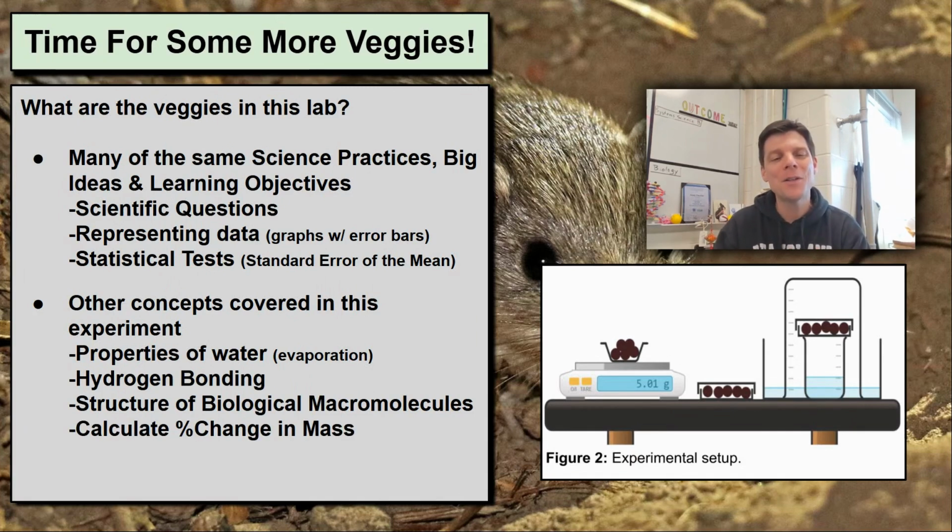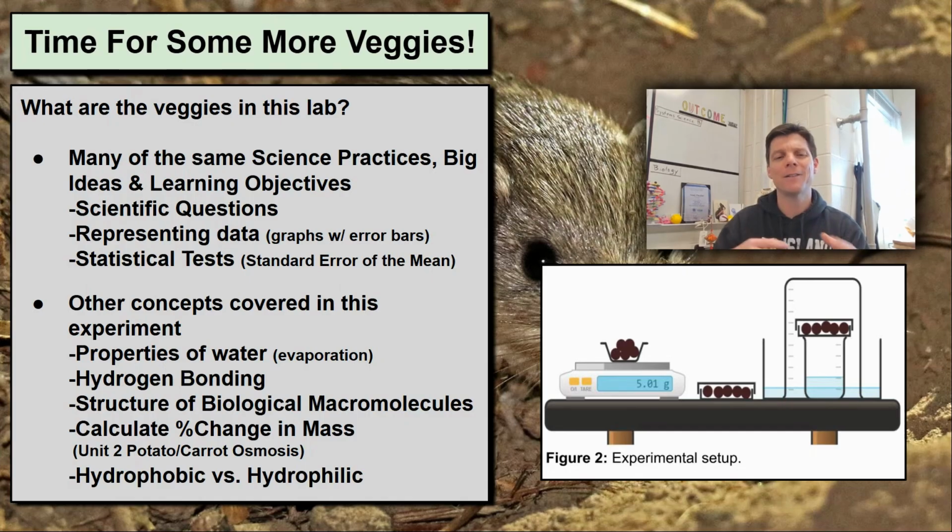They're also going to learn how to calculate a percent change in mass. That's how they'll evaluate the amount of change in the seed samples. And this is really important because when we get to Unit 2, doing the potato or carrot osmosis experiment, your students will be better prepared for that lab because they've already done a percent change in mass calculation. Finally, they're learning the differences of hydrophobic versus hydrophilic interaction that goes along with hydrogen bonding. And we know that this is really important for students to understand as you move forward into future units like Unit 6.